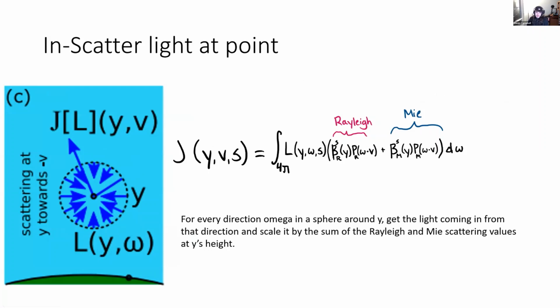So here's how we calculate how much scattered light into a point in space. It's fairly simple. It's just integrate over the sphere around that point. For every direction along that sphere, figure out how much light came in that way. And then remember, this is scattering out towards our viewpoint. So we need to use our Rayleigh and Mie scattering terms to scale that light to figure out how much actually came towards us. So you can see it's the product of the scattering coefficient with the phase function for the angle heading towards us.